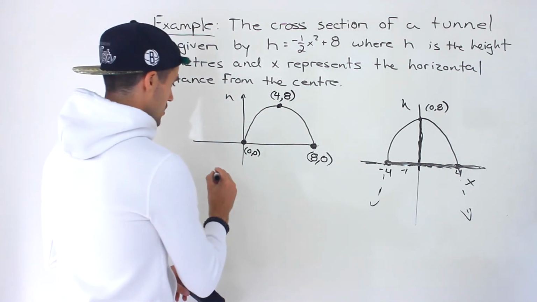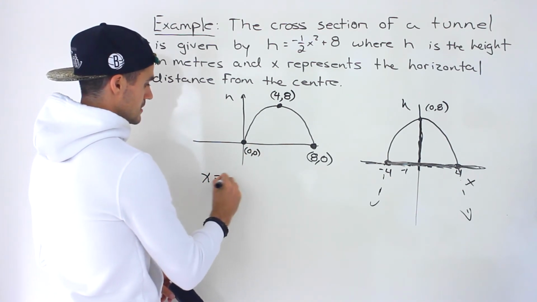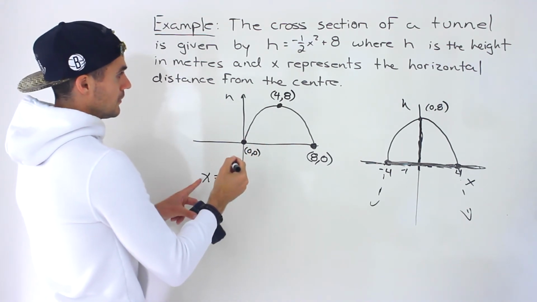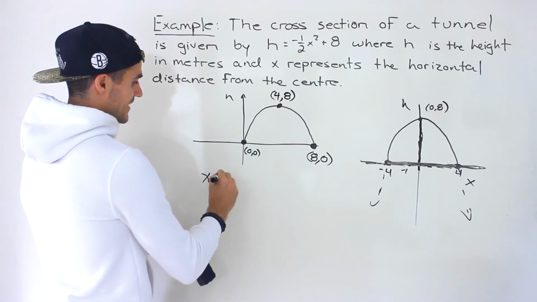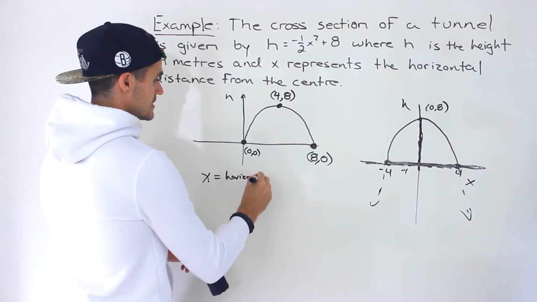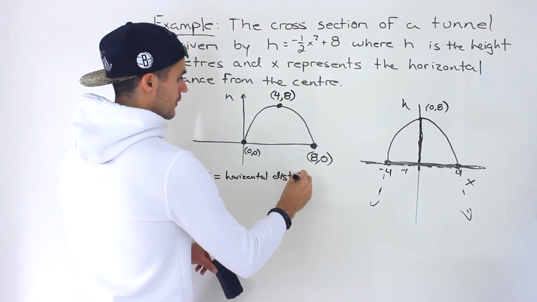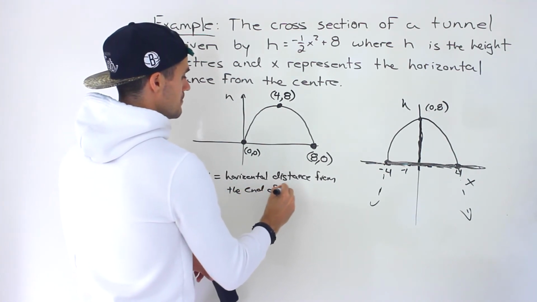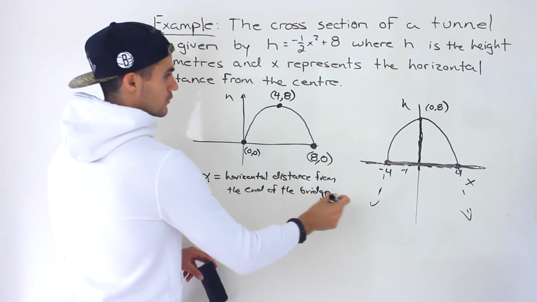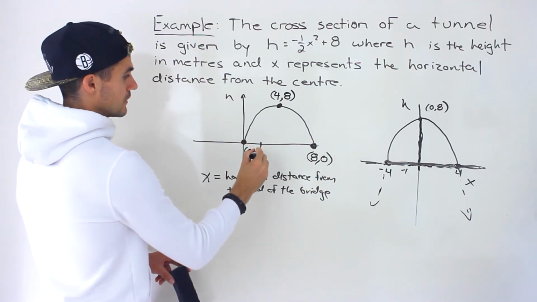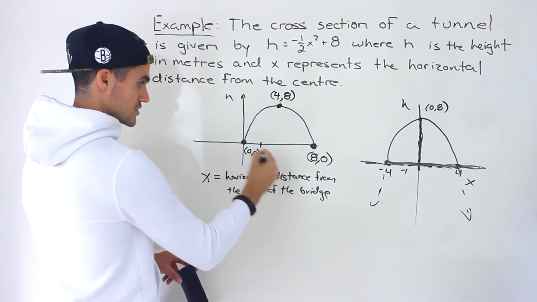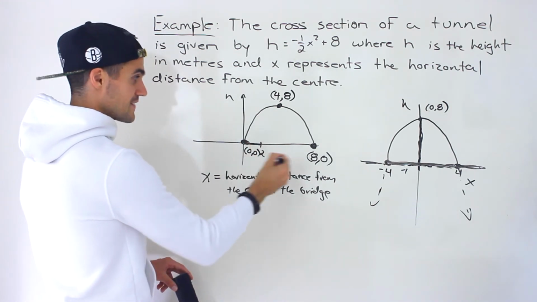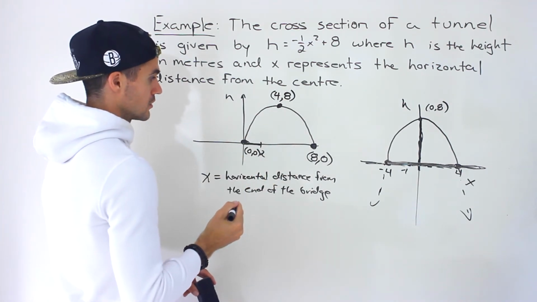And so another thing I want to mention before getting the equation, which is going to be easy because we've done tons of examples like this, is what the x value represents. The x value now represents the horizontal distance from the end of the bridge. So not from the middle of the bridge, like over here, but from the end of the bridge. So if we have like 2 over here, that represents 2 horizontal meters from this end of the bridge right there. Okay, so what the x value represents changes when you change the graph.